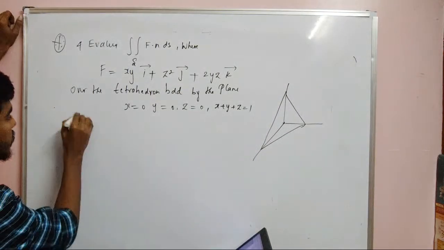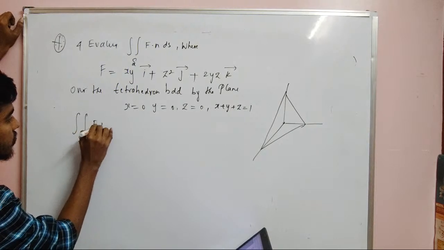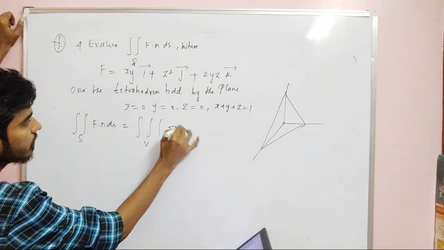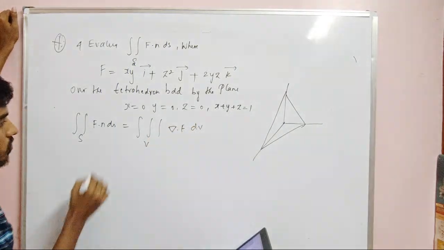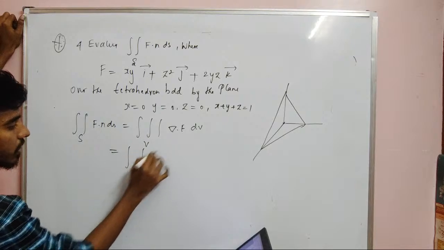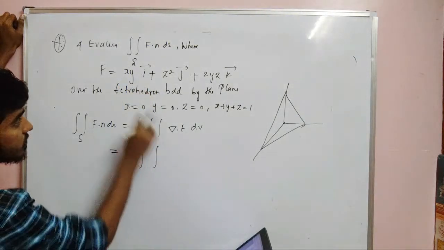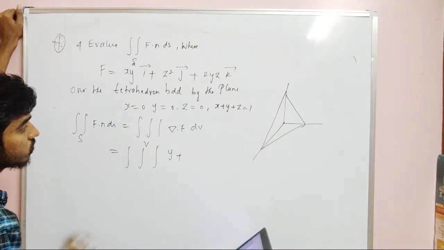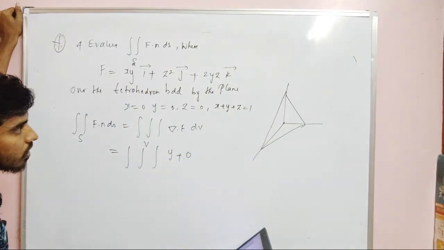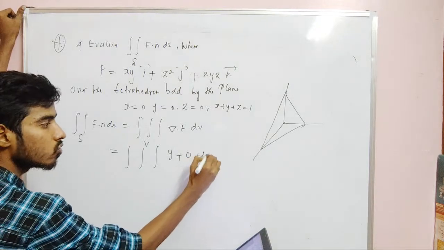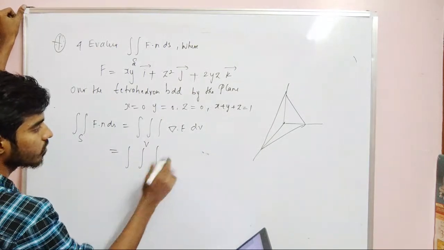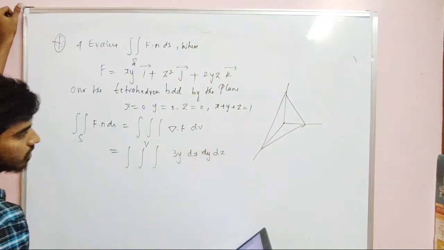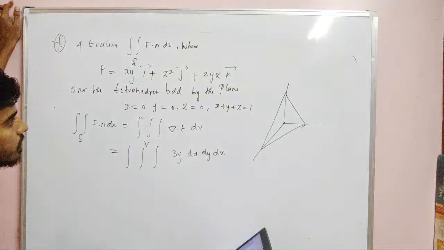Now in order to evaluate the double integral over S of F dot n dS, we will evaluate the triple integral over V of del dot F dV. So del dot F is the first component with respect to x, the second component with respect to y, so the second component we have 0, and the third component with respect to z, so we have 2y. So we have 3y overall. So 3y dx dy dz, and we need to find the x limit, y limit, z limit.